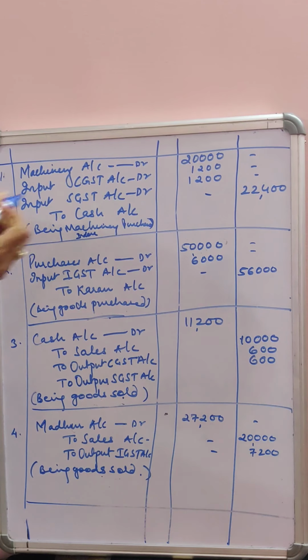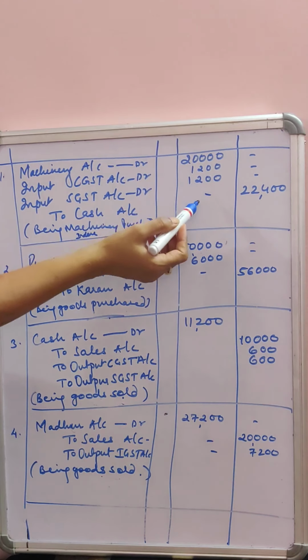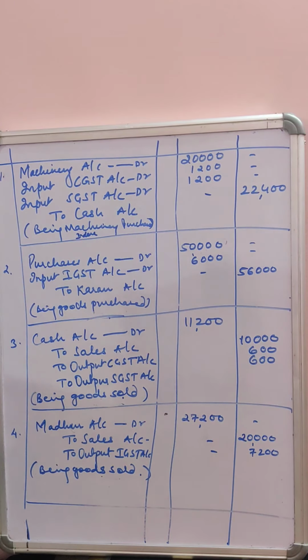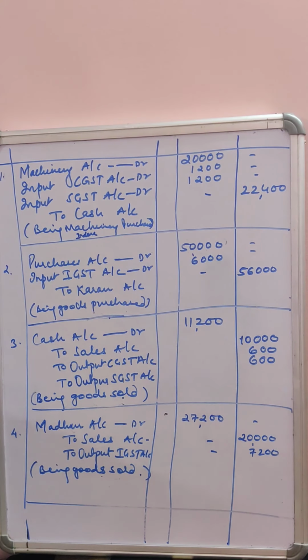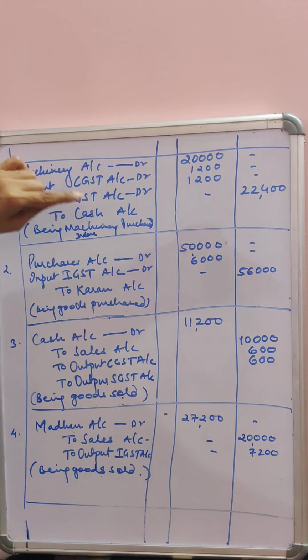The machinery cost is said to be 20,000, on which we are going to levy 6% of CGST and 6% of SGST. That comes to 1200. That means the total amount payable will be 22,400, being machinery purchased from Indore. So I hope that this particular transaction is clear. Whenever we are making any purchases, whether it is goods, services, or an asset, you have to debit input. So input CGST and input SGST account to be opened.